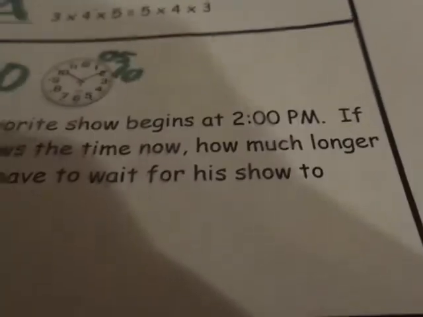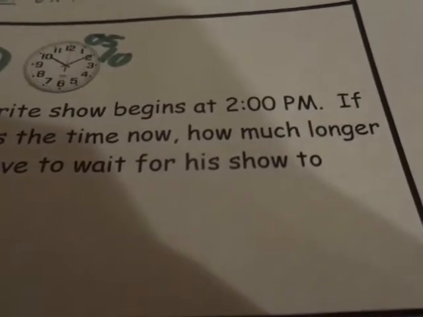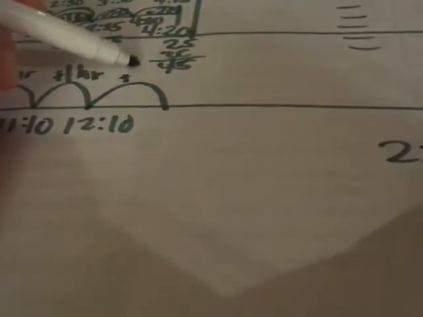His show starts at 2 p.m. We got to figure out how long he's got to wait. We're finding the elapsed time. So I'm going to go on my number line and show 10:10. And we're going to make jumps to 2 o'clock. So let's make some jumps. I can do an hour jump, which would be 11:10. Okay, I can do another hour jump, which would be 12:10. I can do another hour jump, which would be 1:10.